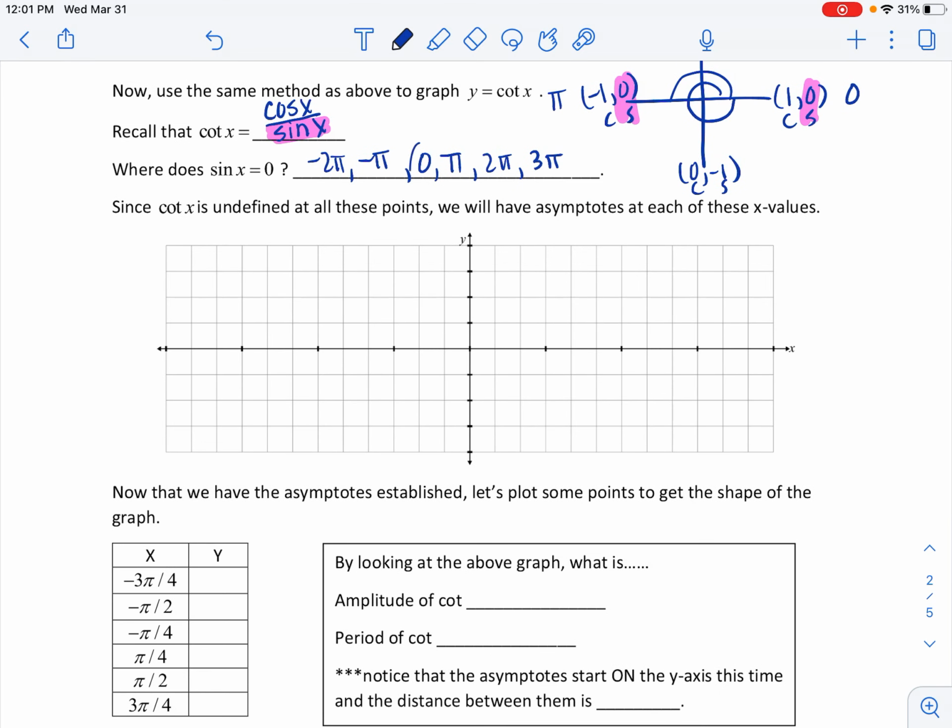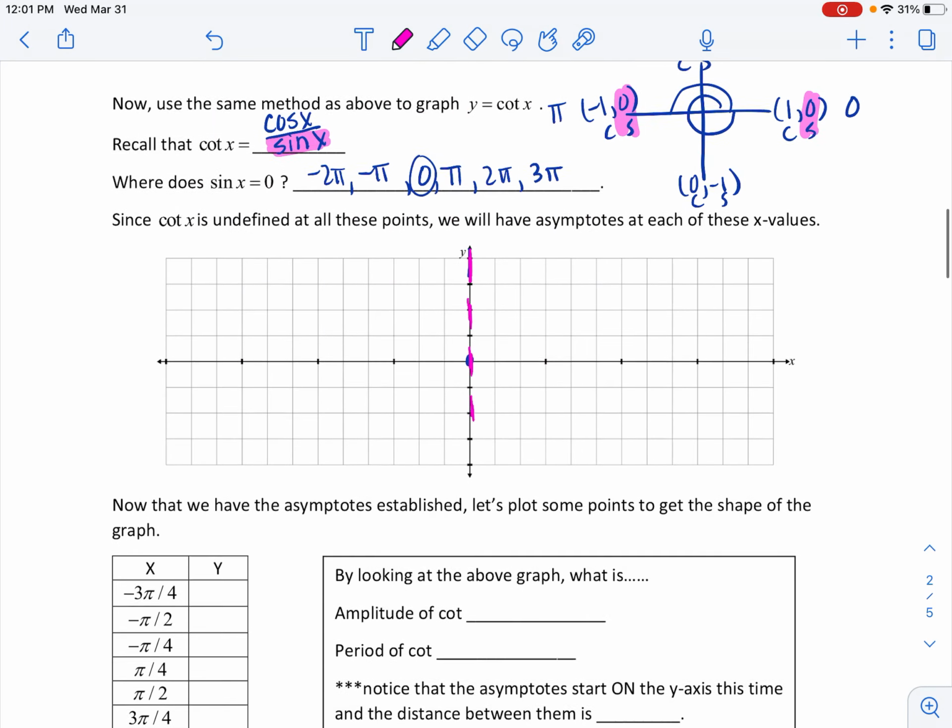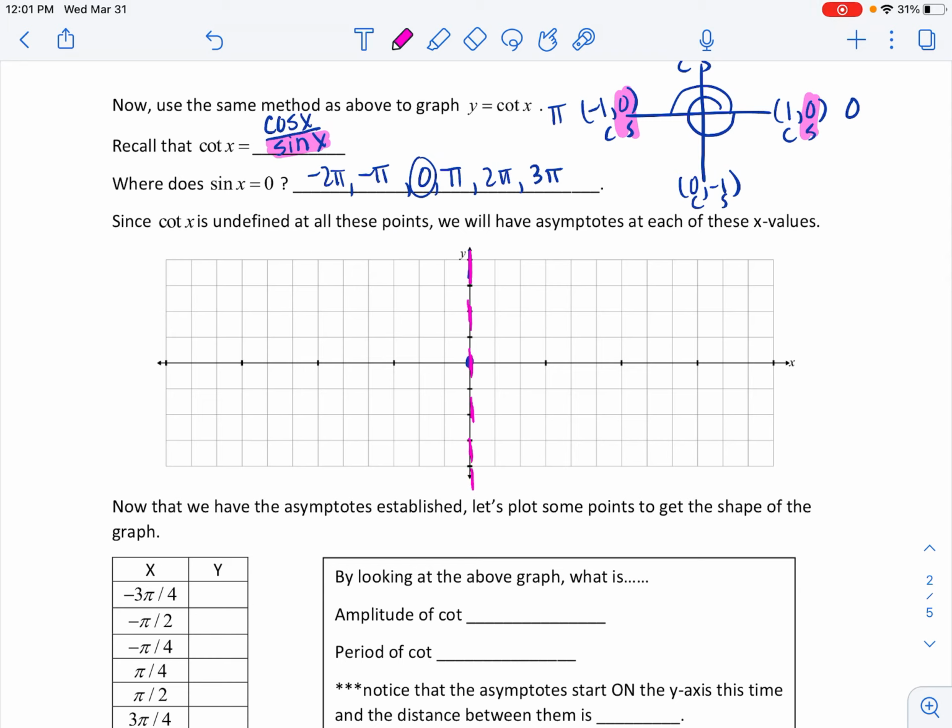So definitely 1 at 0, let's start with that one. So at 0, we're going to have an asymptote. Let me do that in a different color so it pops a little bit more. So we're going to have an asymptote here at x equals 0, and then an asymptote at pi. Usually I would just put it right here, but that's going to make a really thin cotangent graph. So I'm just going to take it a step further and put the pi right here, just to make my cotangent graph a little bit bigger. So at pi and then at 2 pi, and then again we're going to have one here at negative pi and at negative 2 pi.